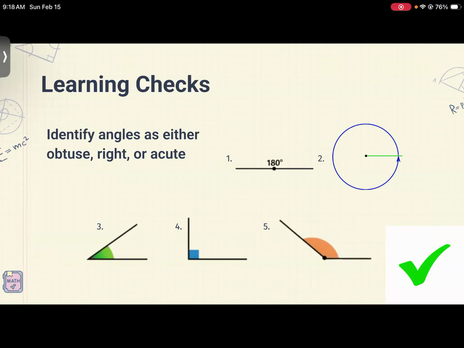So this is the first learning check. So just write 1 through 5 on your paper and write if it is either an obtuse, right, or acute angle.